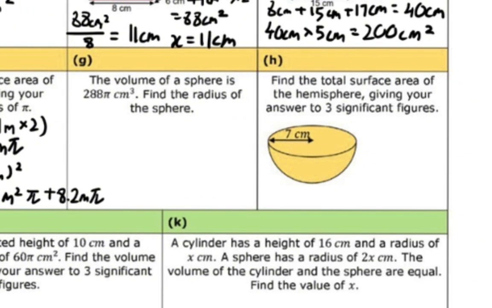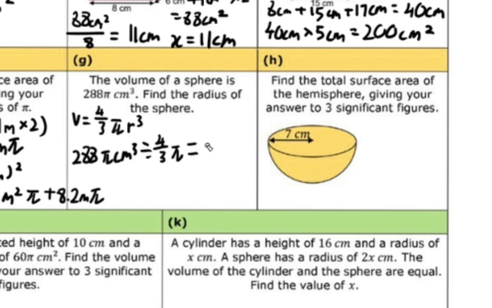Question G. The volume of a sphere is 288 pi cm cube. Find the radius of the sphere. To find the volume of a sphere, the formula of the volume of the sphere is V equals to 4 over 3 pi r cubed. So 288 pi cm cubed divided by 4 over 3 pi would equal to r cubed.